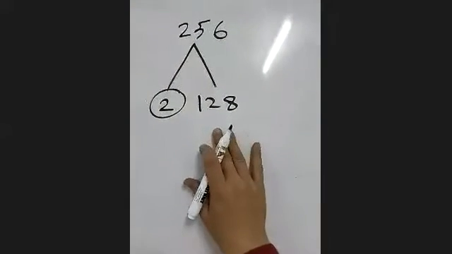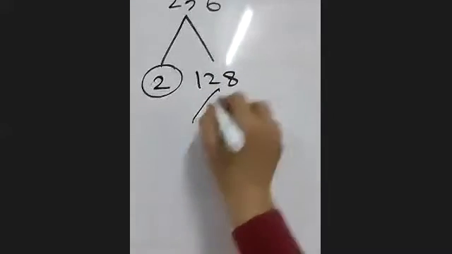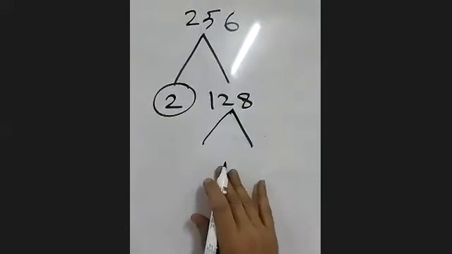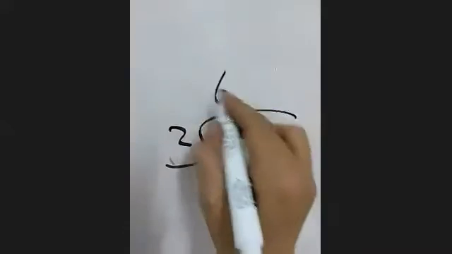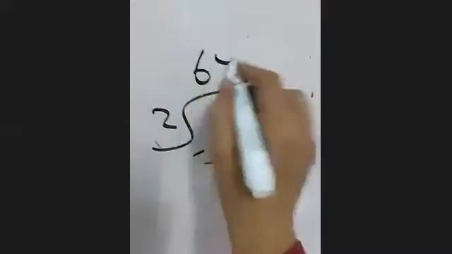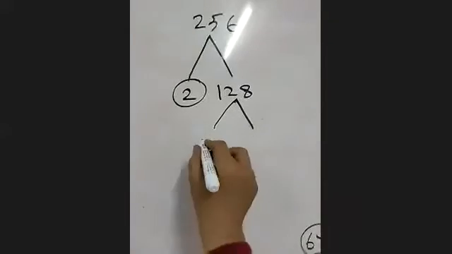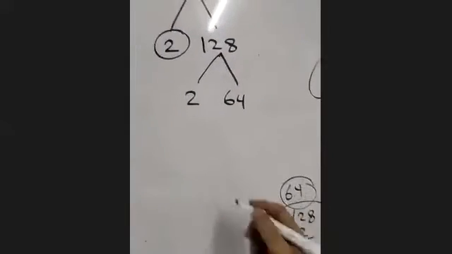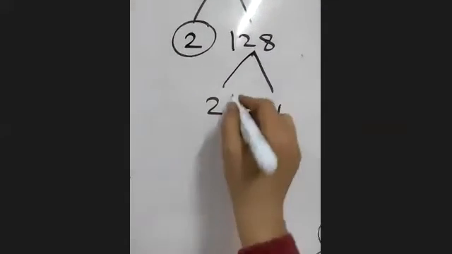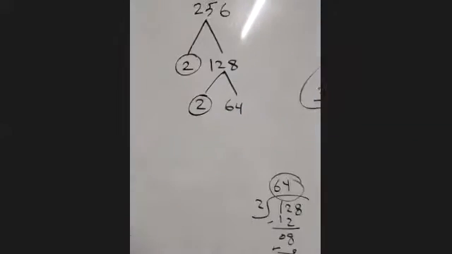Now let's go here, 128. Give me two numbers. If you multiply them, you get 128. I don't know, but the first number is even, so I can divide by 2 also. 128 divided by 2 is 64. So 2 by 64 is 128. Can we do more for the 2? No, put a circle. How about the 64?